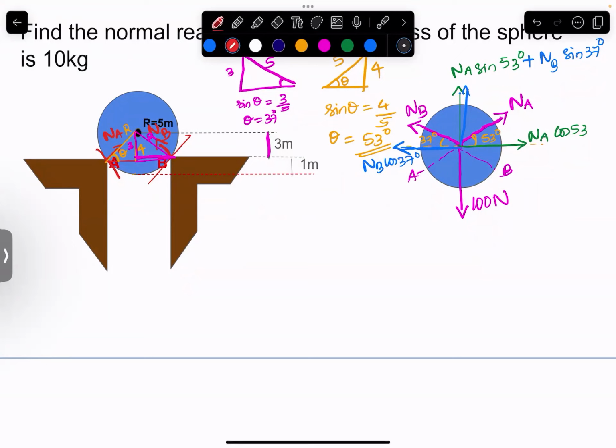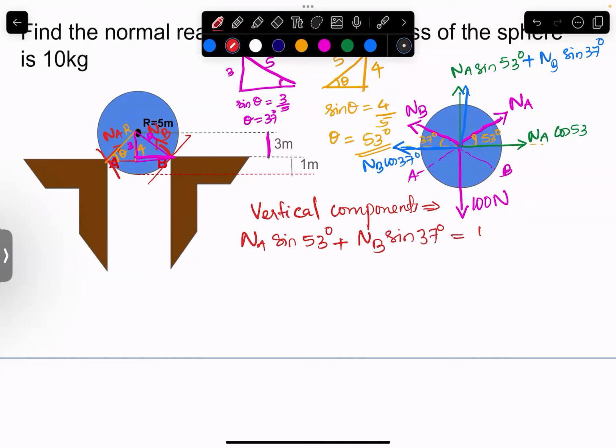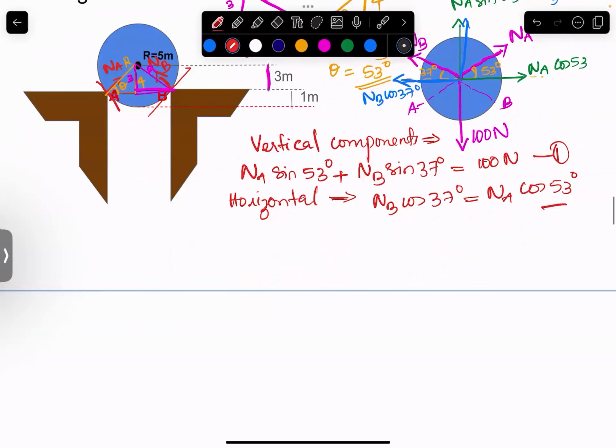So you can see that when we equate the vertical components, it is NA sine 53 degree plus NB sine 37 degree equals 100 Newton. That is equation 1. And horizontal, it is NB cos 37 degree equals NA cos 53 degree. That is equation 2.